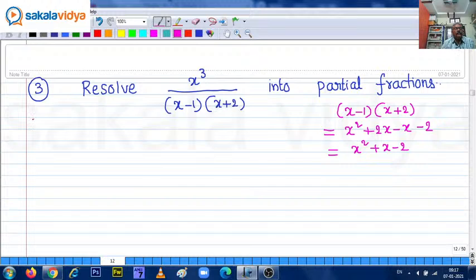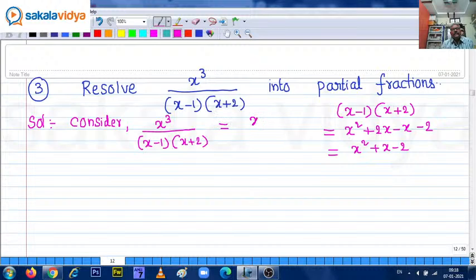Okay, now the solution. So now consider x cube upon x minus 1 into x plus 2. So this equals to x cube upon x square plus x minus 2. First we need to divide x cube.